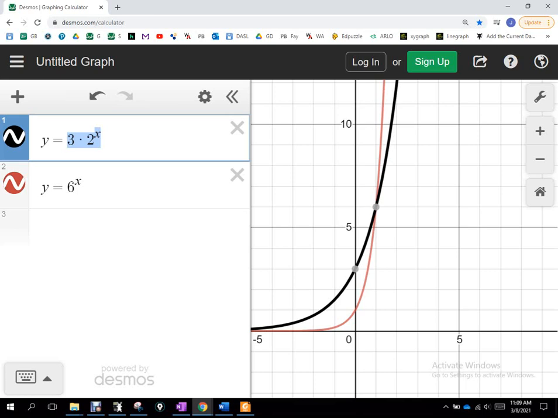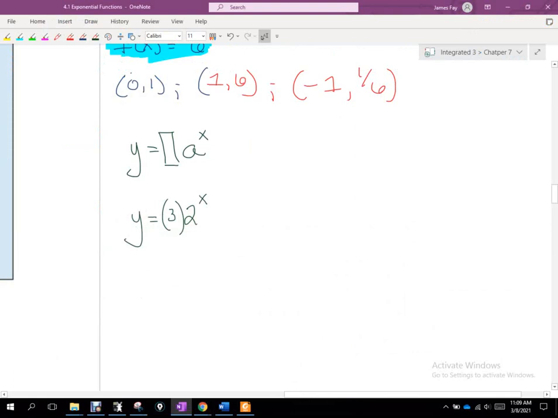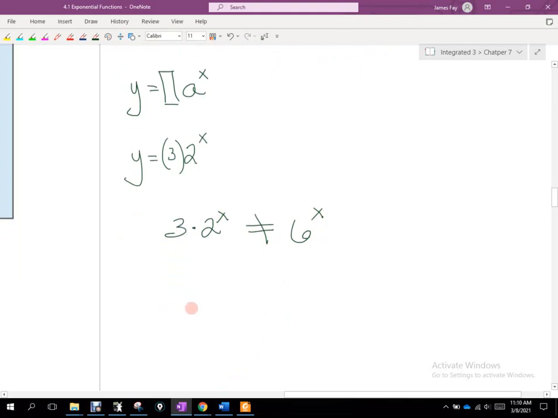So the order of operations tells us that I cannot rewrite 3 times 2 to the x as 6 to the x. That's a huge misunderstanding that we need to make sure that we do not make. Okay? So you might want to write this down. 3 times 2 to the x does not equal 6 to the x. Okay? A generic way of writing that is a times b to the x does not equal ab, the whole thing raised to the x, that way.